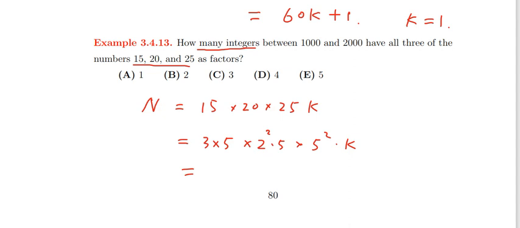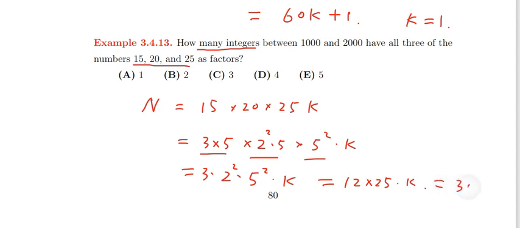Then we just pick for these 3 numbers. For 5 we just pick 5 squared. Okay, and here we just pick 2 squared and 3 to the 1. We just need to multiply this. So this equals, let's say, 12 multiply 25. Okay, 12 multiply 25 is, let's say 4 multiply 25 is 100, so 300, right? 300k.